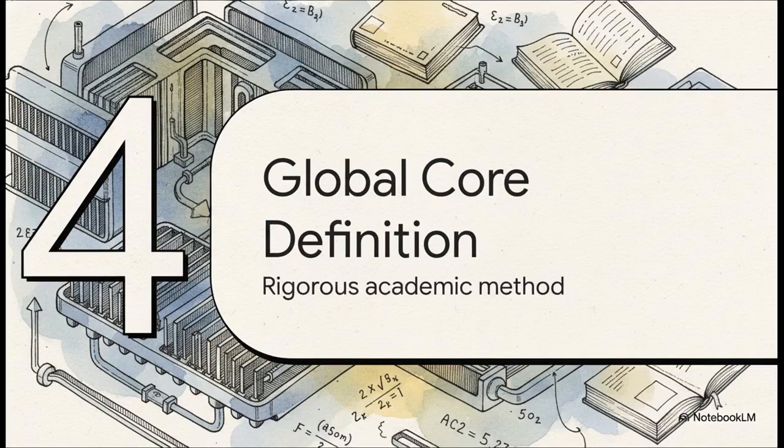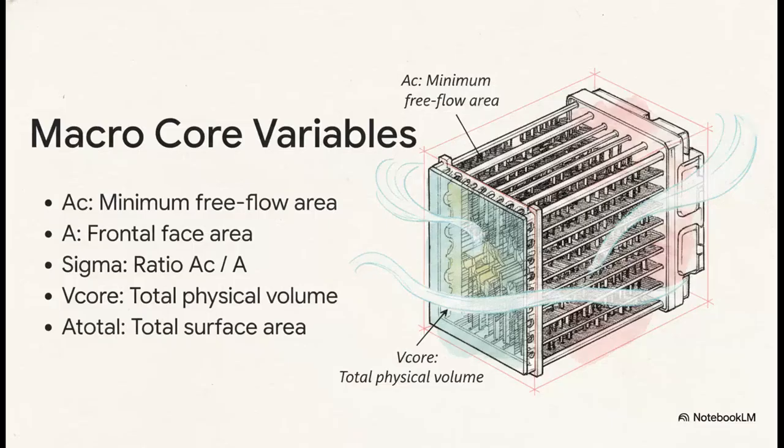But what if you need more precision? That brings us to section 4. Method 2, global core definition, the rigorous textbook academic approach. So instead of just looking at one single fin gap, this method forces us to zoom way out and define the entire bulk compact core using some specific volume and area variables.